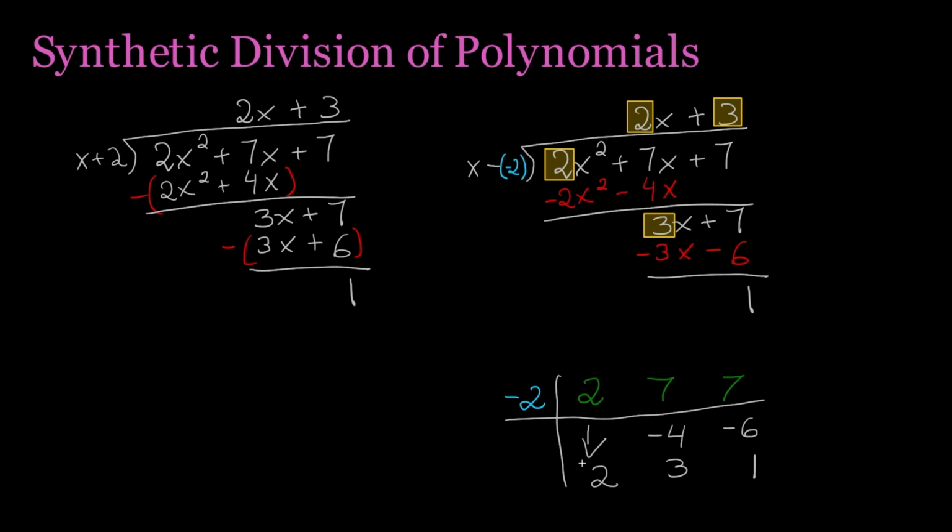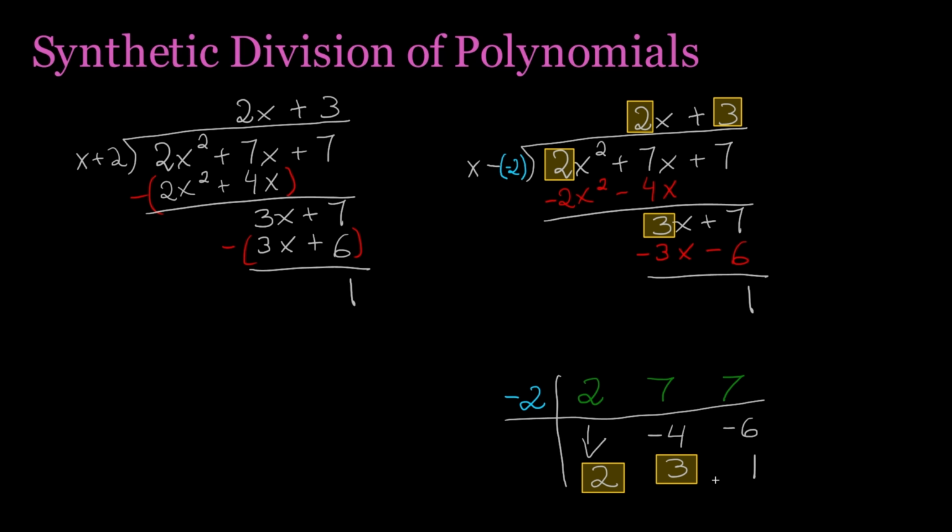And we acknowledge that these numbers in the last row, except for the last one, give us the coefficients of the quotient of our division. The numbers negative 4 and negative 6 in the second row came from those red numbers that we were adding, and the remainder is 1 at the end of the diagram. And since the quotient of our division is of degree 1 less than the degree of the original dividend, we get 2x plus 3 as the quotient.